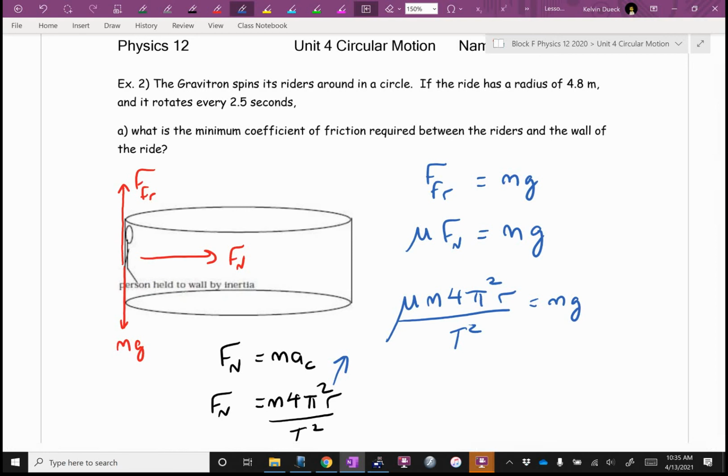Oh! Can little kids and grown-ups go on this ride? Yeah? How come? That's good.